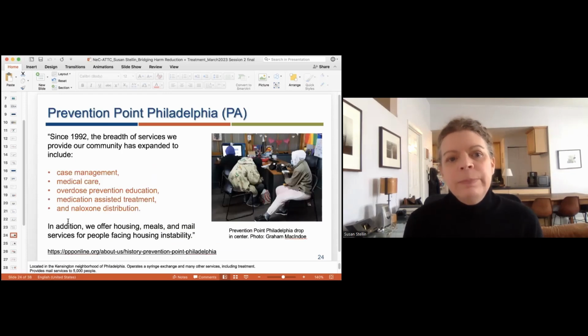So I wanted to be specific about a couple examples that I've been able to see and learn more about, with offering treatment directly at an SSP or having more robust connections to care here. So this is Prevention Point in Philadelphia, and they've been around for decades now, and known more for the syringe service program, but really do a lot of case management and other types of care and treatment as well. So medical care, overdose prevention, education, medication-assisted treatment, and naloxone distribution.